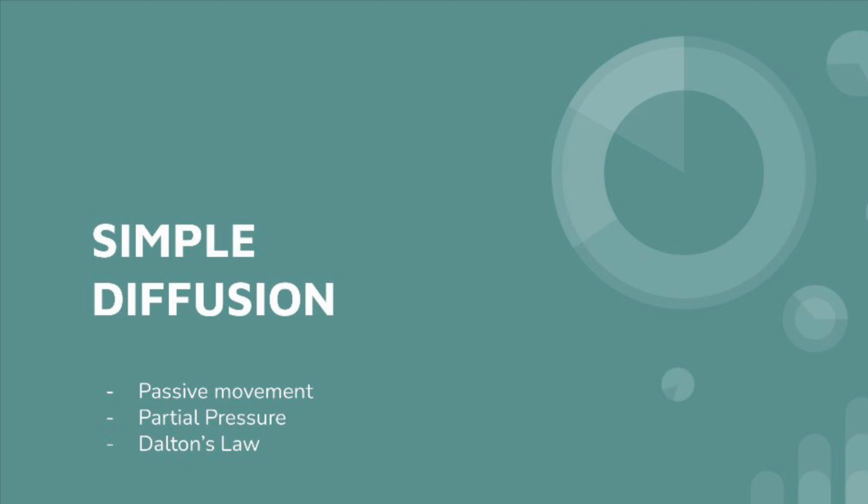Simple diffusion, including passive movement, partial pressure, and Dalton's law. Simple diffusion is the passive movement of gases across cell membranes. Partial pressure plays a crucial role in the movement of gases. Dalton's law states that the total pressure of a gas mixture is equal to the sum of the partial pressures of its own individual gases. Simple diffusion is very important in respiration and a huge part of what it means to have Dalton's law.